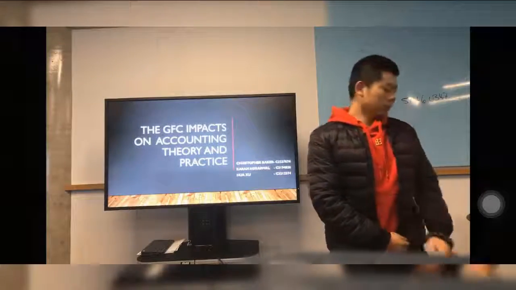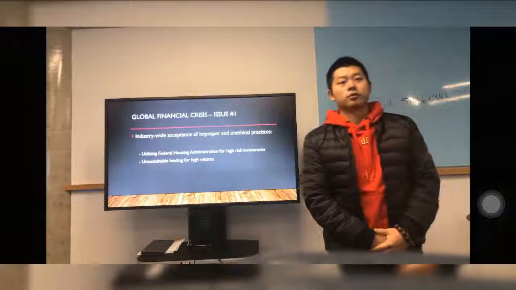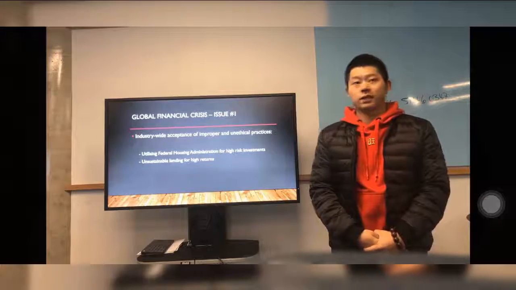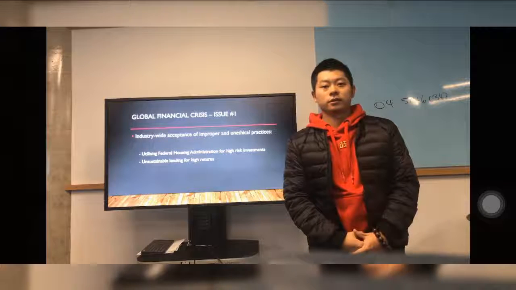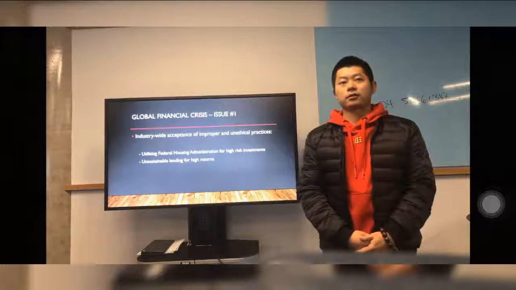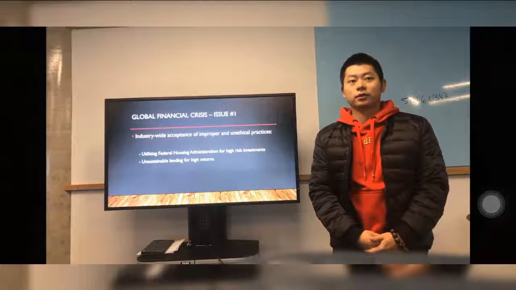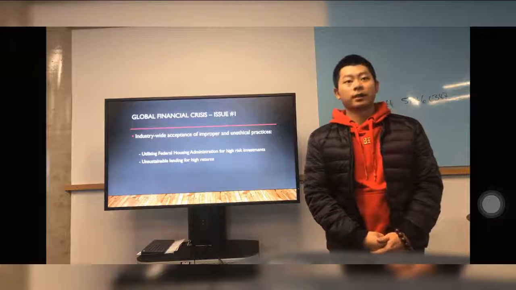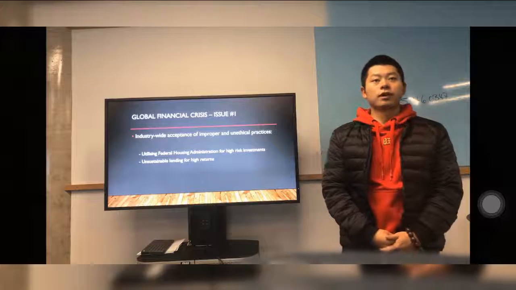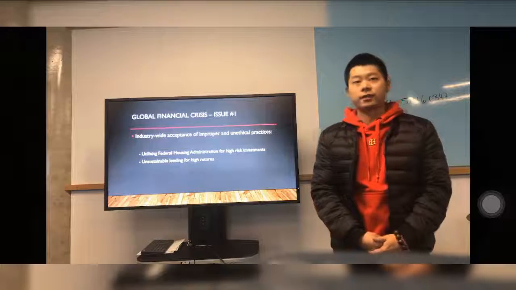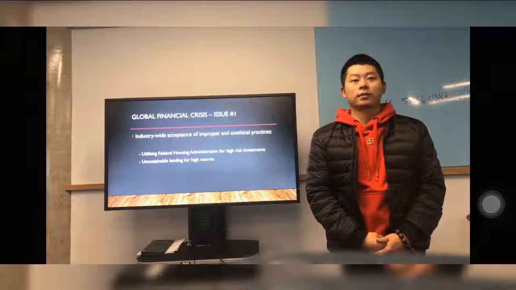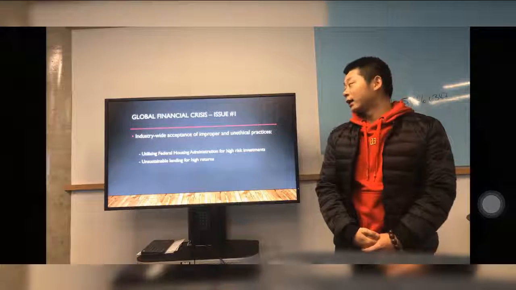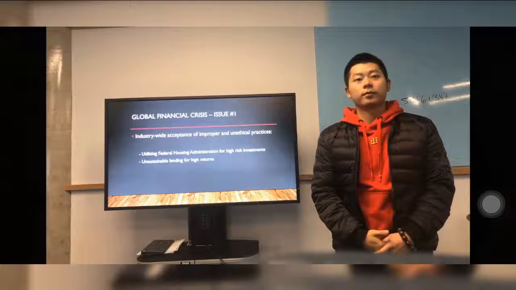Hi, I'm Hua Xu. I'm going to introduce the GFC. One of the primary factors that caused the global financial crisis was the industry-wide acceptance of improper and unethical practices. It was common for financial institutions to enter into high-risk investments as they knew the current market and the surrounding regulations provided an ideal environment.